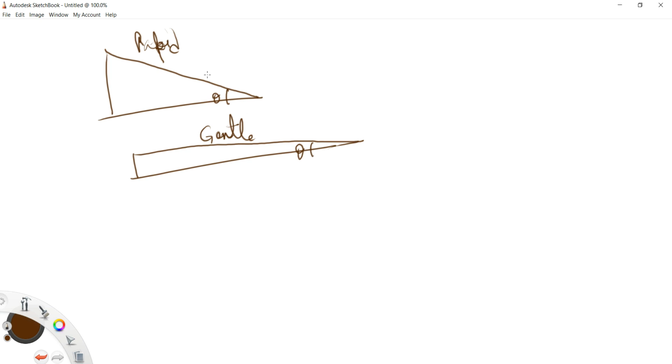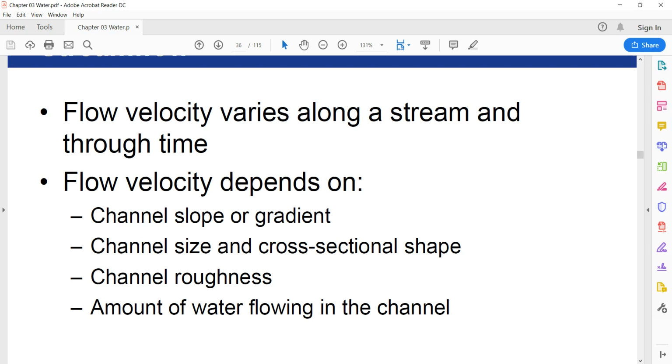So in this case, when you have a higher slope, you will have turbulent flow, right? And in this case, you will have laminar flow, where you have a gentle slope or not so steep gradient on the landscape. Another one is channel size. As you increase the channel size, you can fit more water, and it will have more energy.